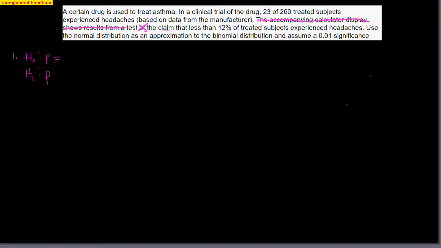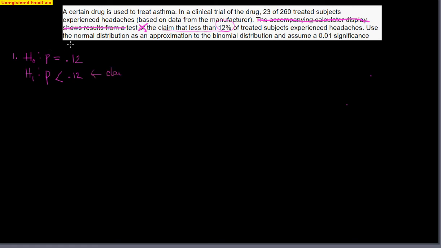Here is the claim. Claim that less than 12%. So 12% is our claim. So our null hypothesis is going to be P equals 0.12. And in other words, our null hypothesis is that that claim is not true, that the drug does not have that side effect. It's either more than that or it's exactly that, okay? But the claim is stating that it's actually less than that. So this is our alternative hypothesis, that their claim is actually right here.